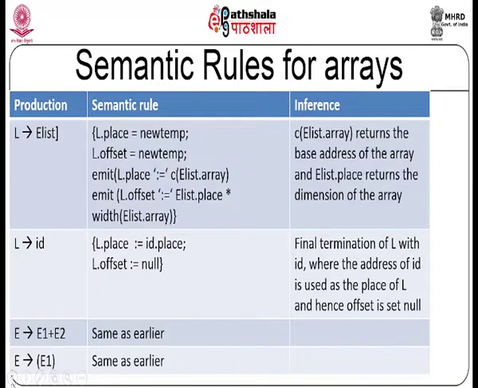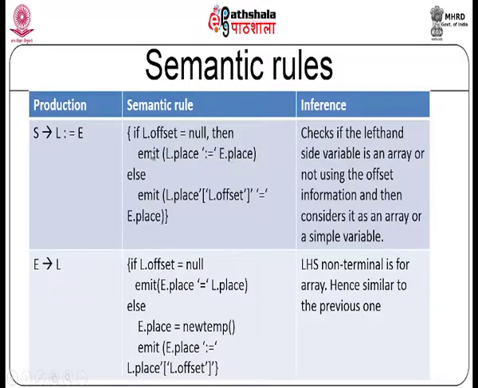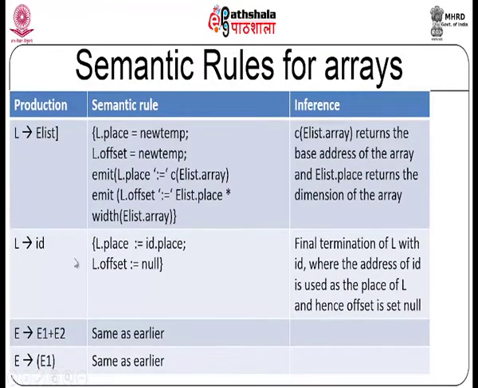So, we have already seen in the previous slide that if offset is null, it is referring to a simple identifier. It is not an array, that is what we have already done, and that is done with respect to this semantic rule in mind. Okay. Now, this one is L produces E list close parenthesis.